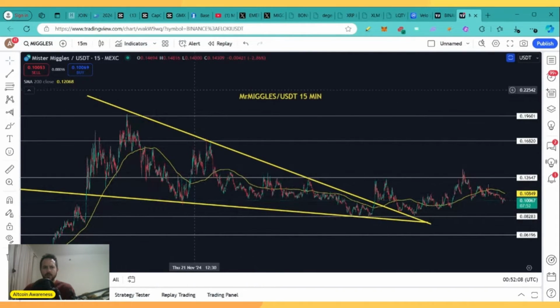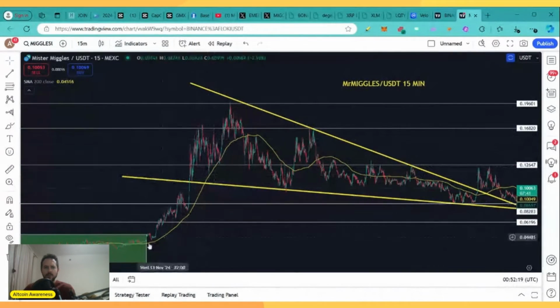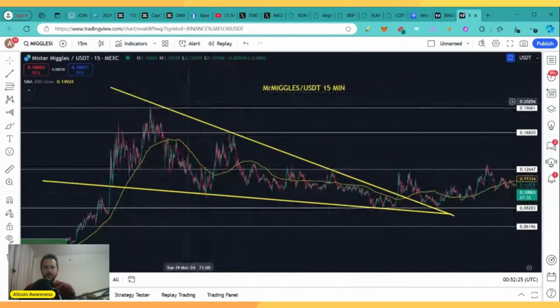As you see here on TradingView, we are looking at MrMiggles over USDT 15-minute chart on MEXC. Recently, MrMiggles pumped all the way up to 19 cents. That's the all-time high. People took profits, price action started pulling back, moving inside this triangle pattern.